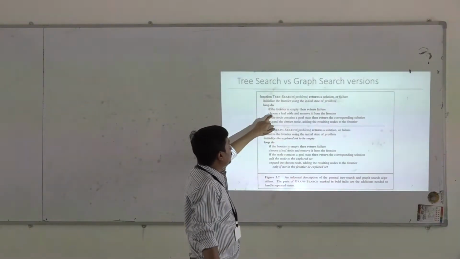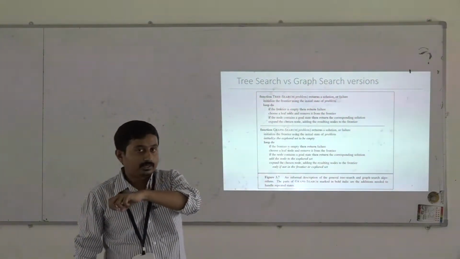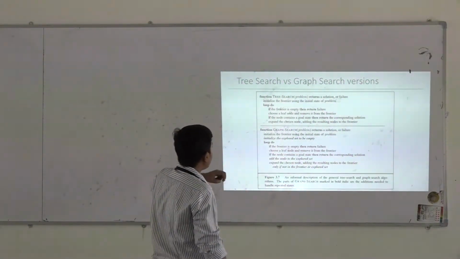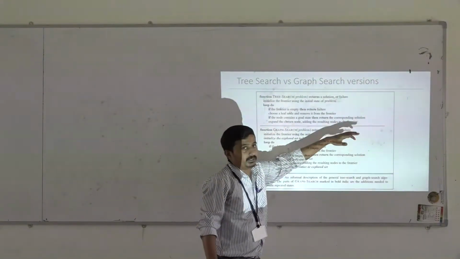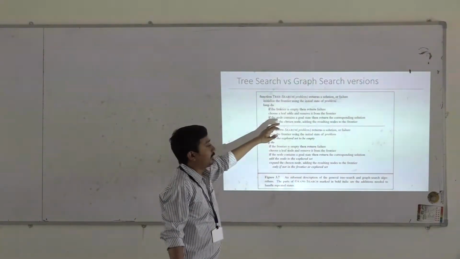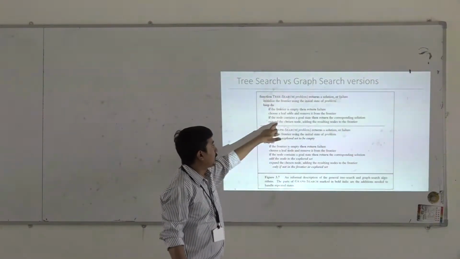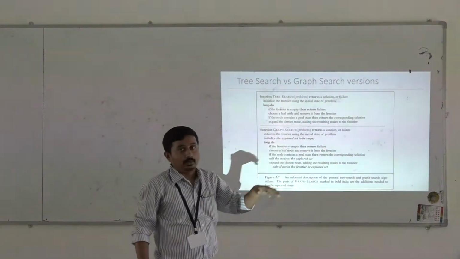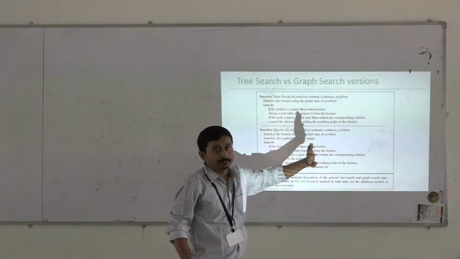Then choose a leaf node and remove it from the frontier. So you choose the first node from the frontier. If that node is a goal state, then return the corresponding solution. Otherwise, if it is not a goal state, then you expand the chosen node and add the resulting nodes, its children, in the frontier.